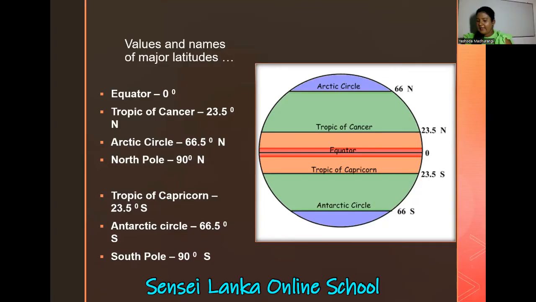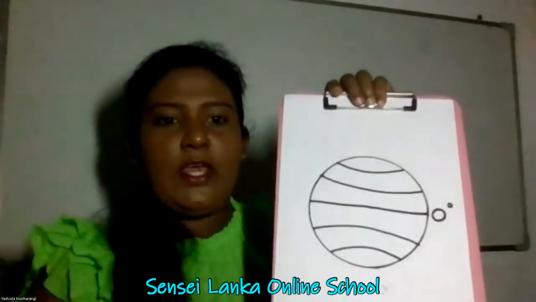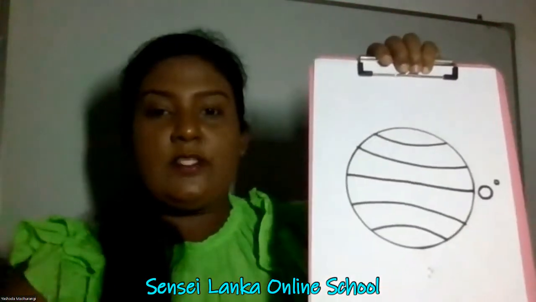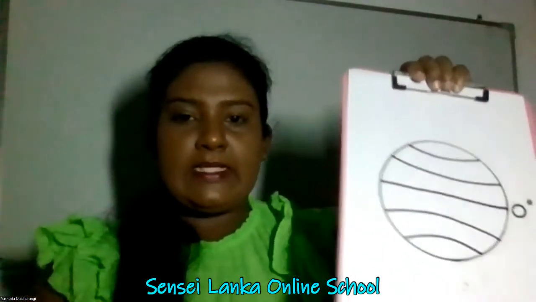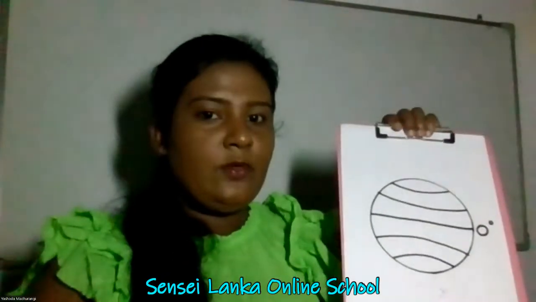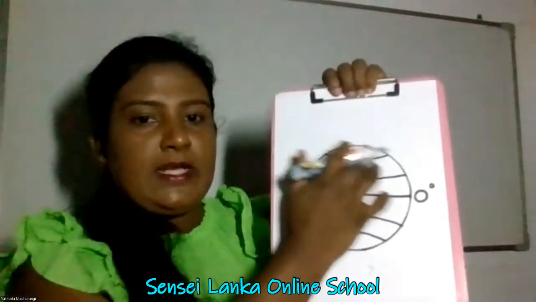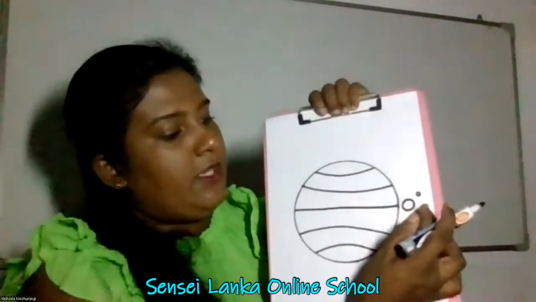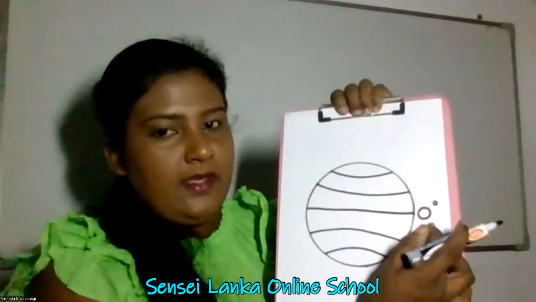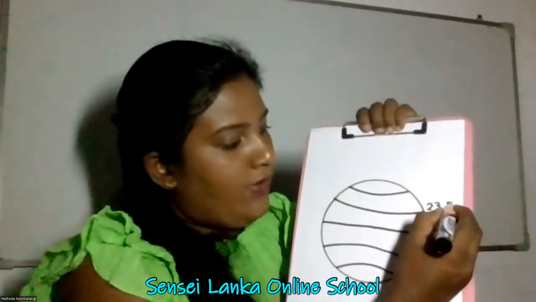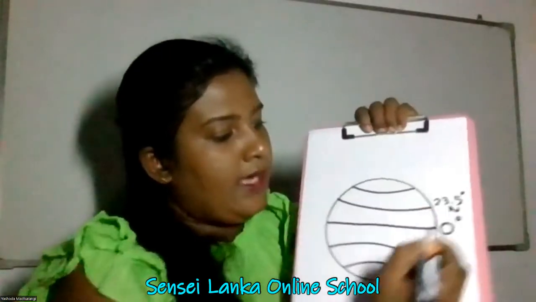Before that, I will show you. Look at this. This is the way of drawing them on a paper, because you have to know this. When you are having the exams, you have to draw them. You can draw them like this. Look at this in the middle. You have to draw a circle like this. Then in the middle, 0 degrees. What is that? Equator. Then Tropic of Cancer, 23.5 degree. You have to write N here.